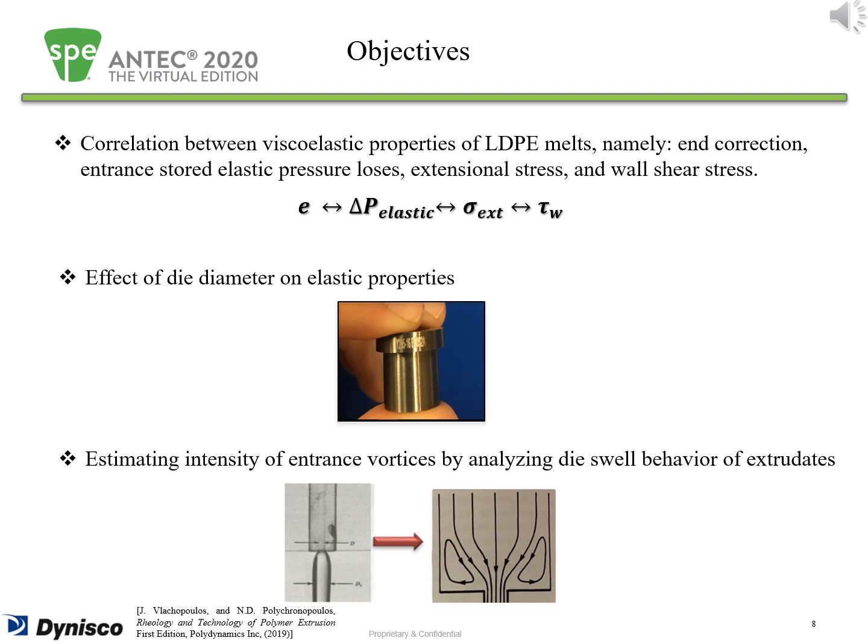In this slide, I'm summarizing the objectives of this study. In this work, the relationships between various viscoelastic properties of the polymer melt, namely end correction, extensional stress, wall shear stress, and internally stored elastic pressure losses were investigated, while also understanding the effect of the die dimensions on these viscoelastic properties. Moreover, through analyzing the die swell behavior of the extrudates, a numerical approach was proposed to quantitatively predict the intensity of the corner vortices in the entrance flow.